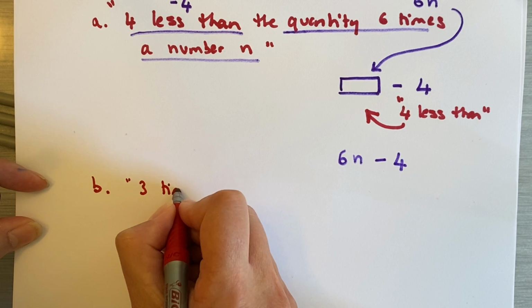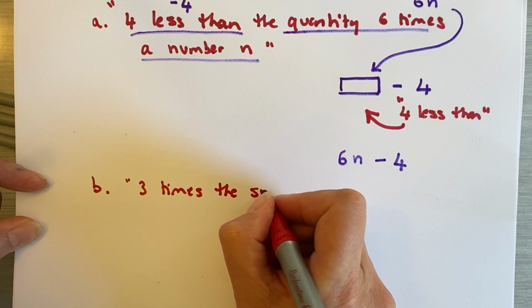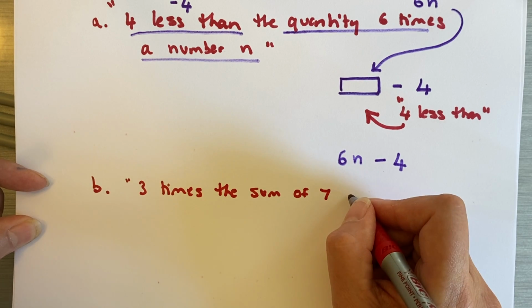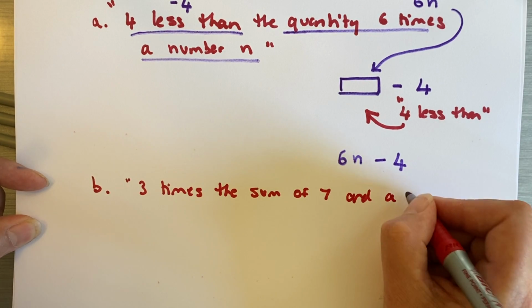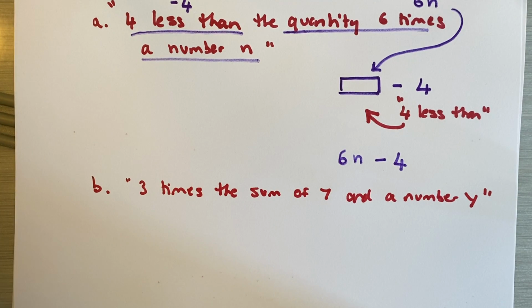3 times the sum of 7 and a number y. All right, I want you to pause this. Do it on your own. Don't just follow it with me, and see if you can do it. And then look at what I've done, and if it matches, great. And if it doesn't, hopefully you'll catch your mistakes to learn from them. So pause.